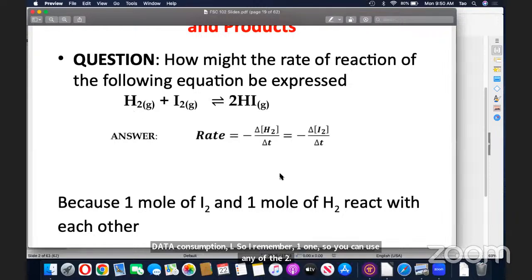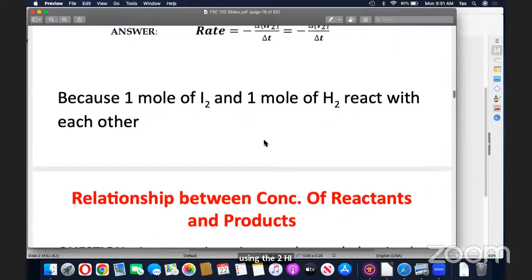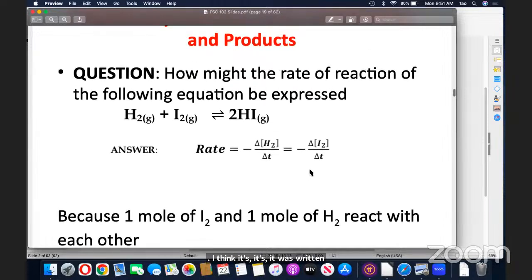But I'm sorry, there's something on this slide that has disappeared, because we also did it using the 2HI. I think it was written here. So I'm sorry about that, but I'll just explain what is there, because this is too straightforward, and that's why we had the second one. Because this one is 1:1. So of course, the rate at which hydrogen is consumed is the same as the rate at which iodine is consumed. So they are equal to each other. And of course, pay attention to the negative also.